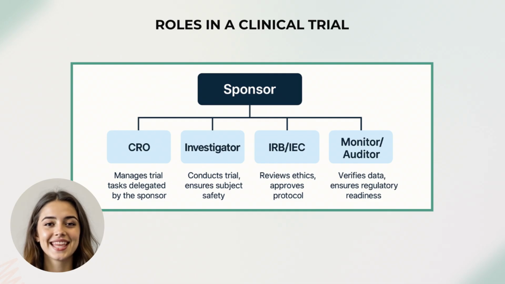To illustrate, imagine a vaccine trial spanning the US, South Africa, and Brazil. The sponsor designs the study and funds it. A CRO manages the multinational logistics. Local investigators recruit and monitor participants, while each country's IRB IEC reviews the protocol for cultural and regulatory appropriateness. Monitors travel or connect remotely to ensure the data is recorded correctly, and auditors confirm everything is inspection ready. This structure isn't bureaucratic red tape.